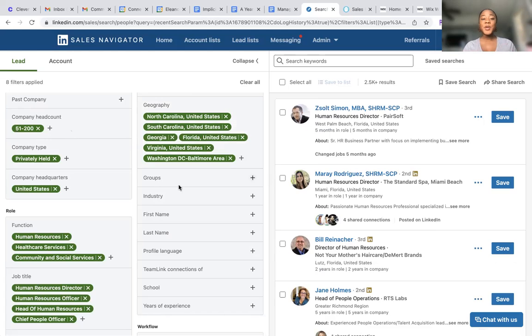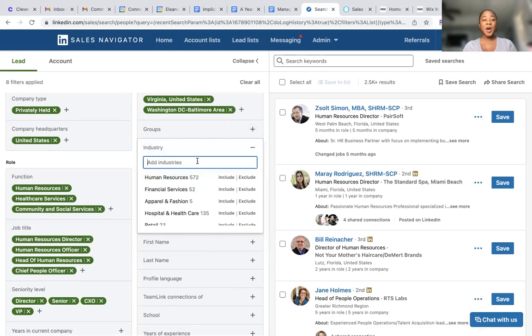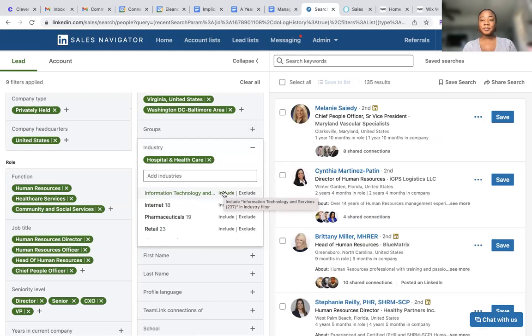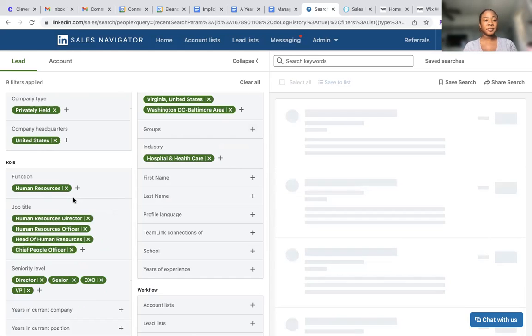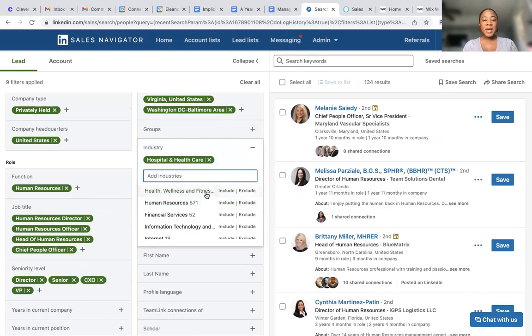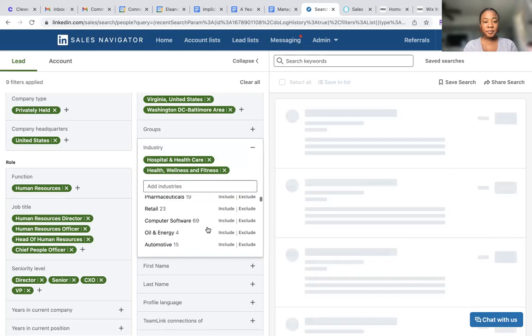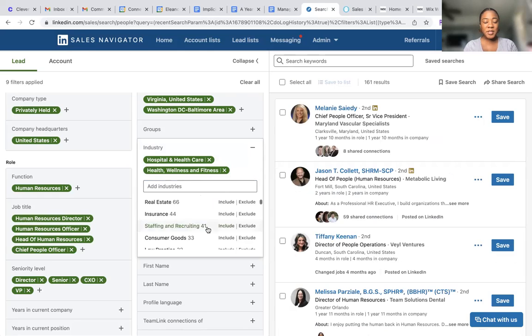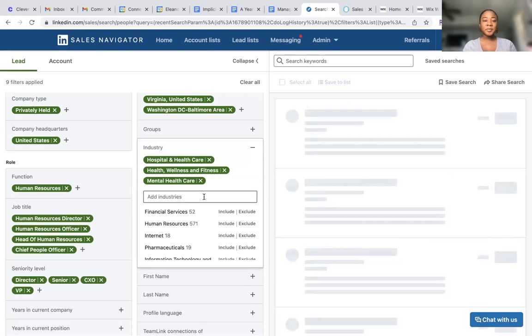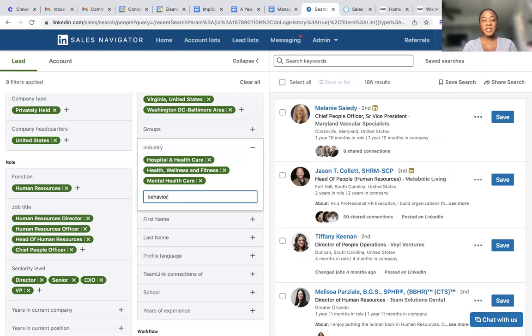Now, you could also add in here industry. Say I only want to work with those in hospital and healthcare. And I may even take out some of those functions. Oops, industry: health, wellness, and fitness. Let's see what else comes up when I put health in here. Mental health. You can see behavioral health. So this is my audience, behavioral health.